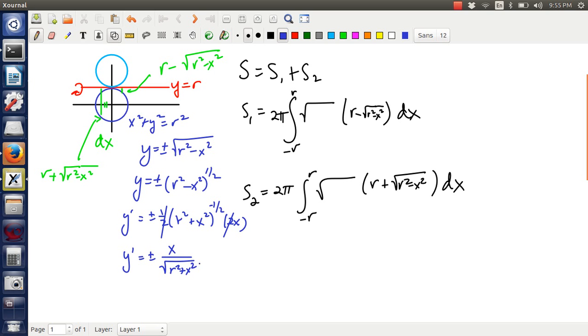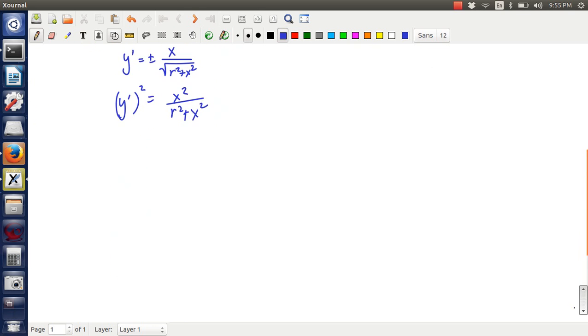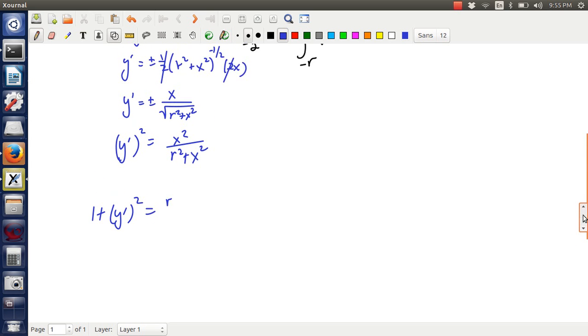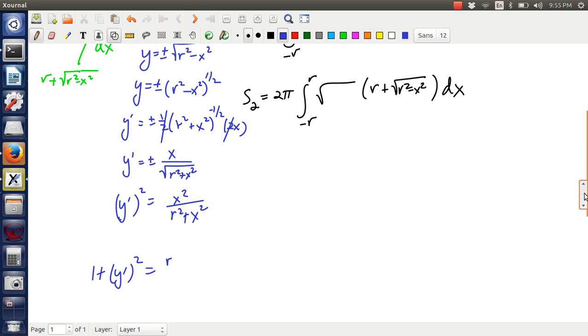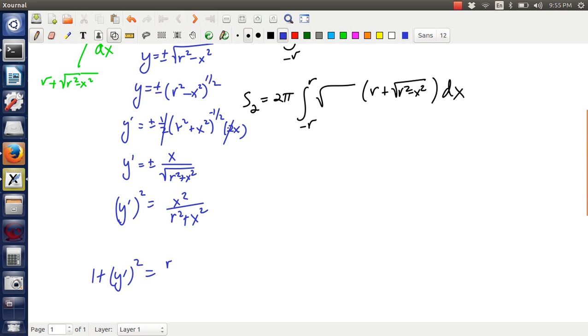Okay, and then when we square that guy, we're going to get x squared over something that looks slightly nicer. So I'm just going to keep going here. If I add 1 to the mess, it's just, I forgot the minus sign. There was a minus sign. There was supposed to be a minus sign in here. There we go.